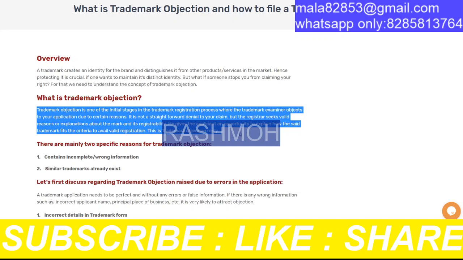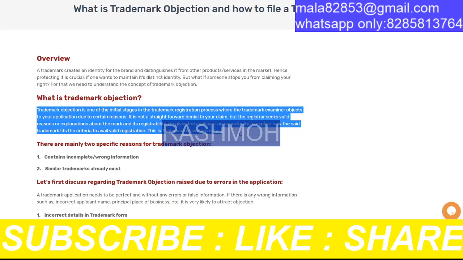He gives the applicant an opportunity to explain how the said trademark fits the criteria to avail valid registration. This is known as trademark objection reply. Under this, the examiner will issue you an examination report depending on the section according to which the examiner thinks that your application is subject to objection.